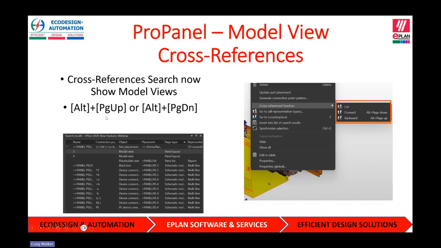And this was a new feature to me, the Alt Page Up and Page Down to step through the cross references for a device. Very useful, and it's good because you can go straight from the part to the model view of the layouts.